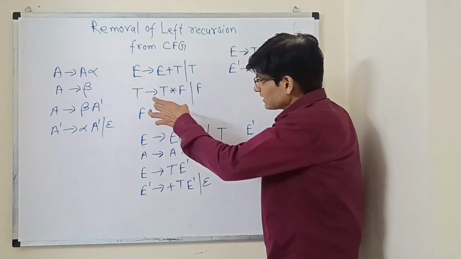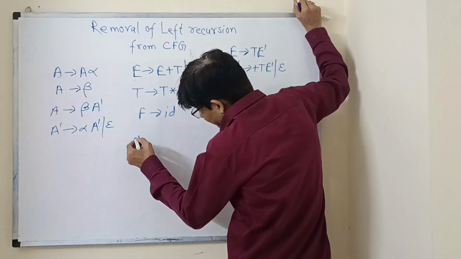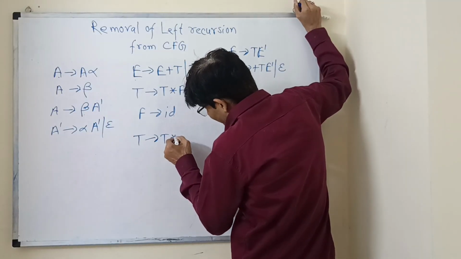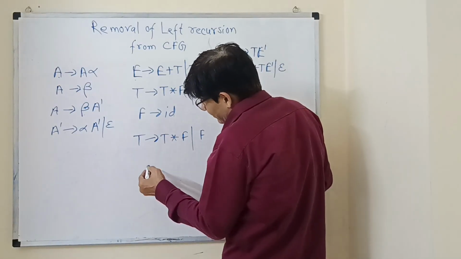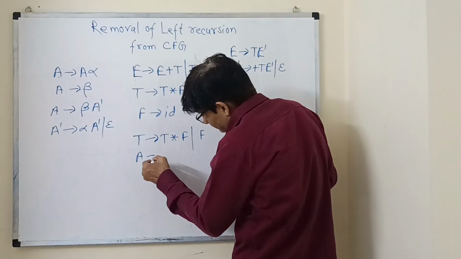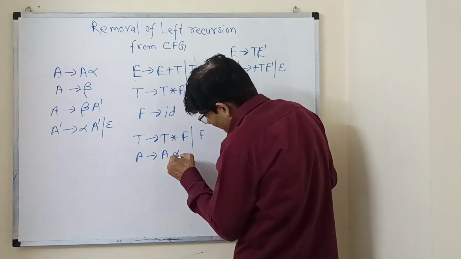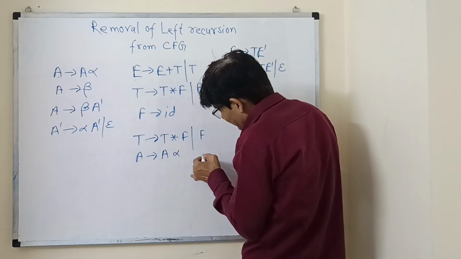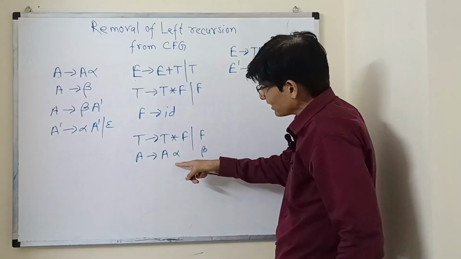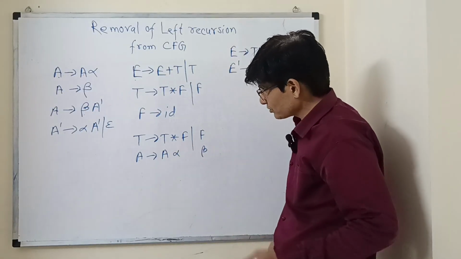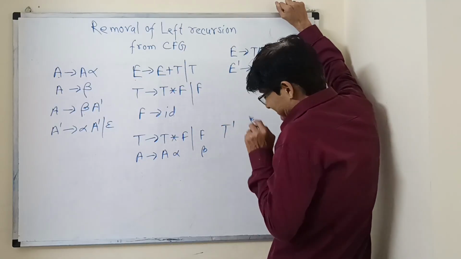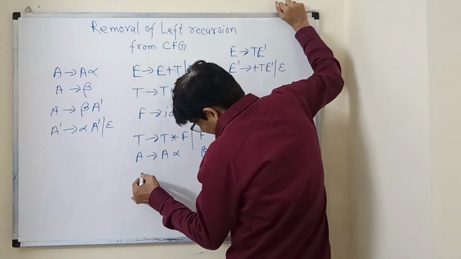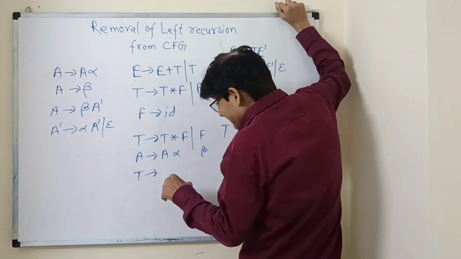Now we will consider the production of T. T gives T cross F or F. Again we have A gives A alpha and A gives beta. Only one alpha is there, only one beta is there. Now we can simply write, we will use T dash as a new variable. So we can now write T gives beta T dash.